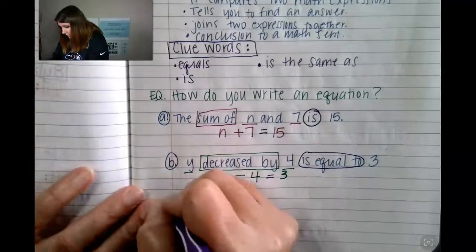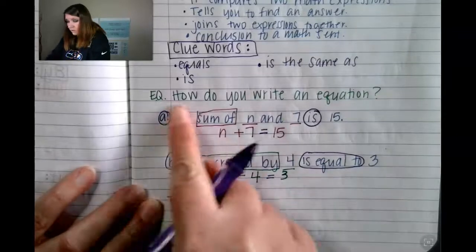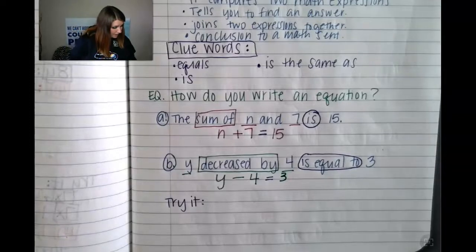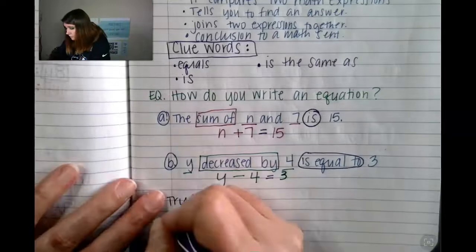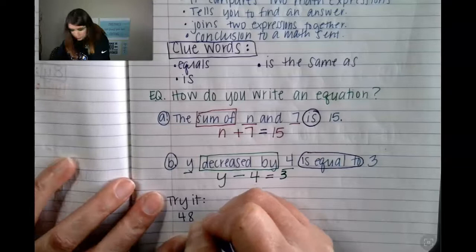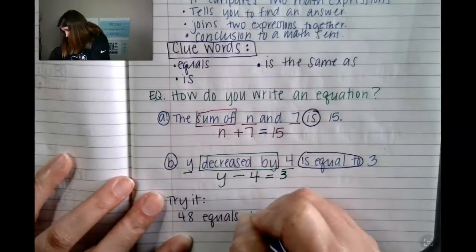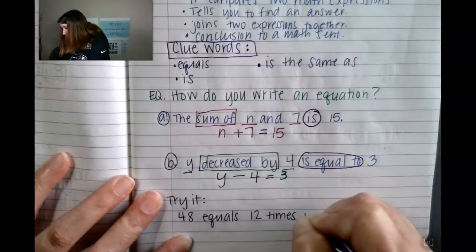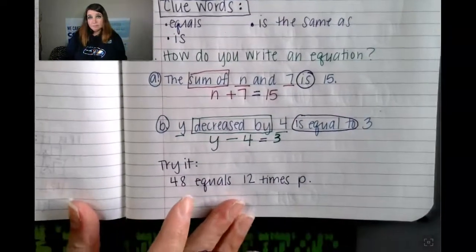Try it. You are going to write me an equation. Okay, write an equation out of this. Write me an equation out of this one. 48 equals 12 times p.